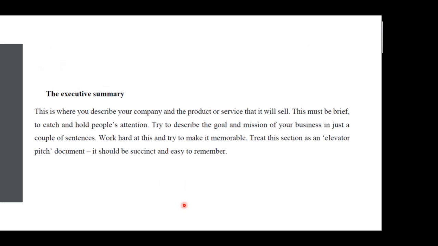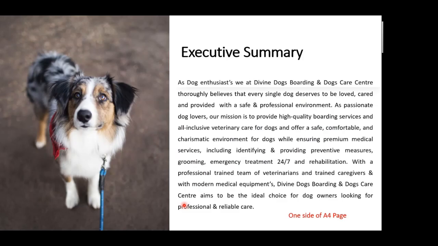And remember, your executive summary should be limited to a maximum of one side of an A4 page, nothing more than that. So I'll show you a small example. So take a little time.